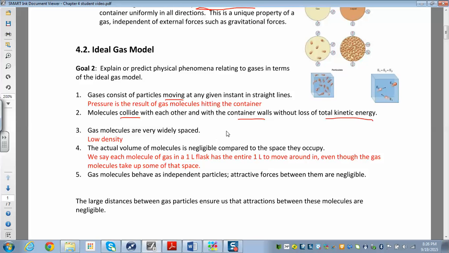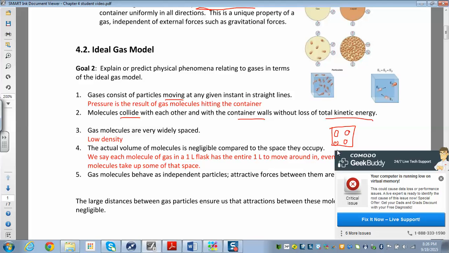And the actual volume of the molecule is negligible when you're talking about how big the container is. For example, suppose you had this container, and it's full of gas molecules. Suppose it's a 1 liter container. We would say that each one of those molecules, like this molecule, has the entire 1 liter of space to move around in, even though the gas molecules themselves are actually taking up some space. We'll just assume that the molecules are really, really small compared to how big of a container they have. So each one of those molecules has the entire liter to move around in.